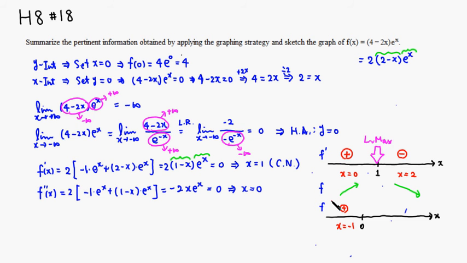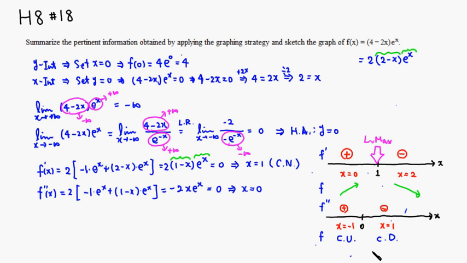Then after that, we can try x equals 1. You have negative 2 times 1 times e to the 1, which is going to be negative. So this is the second derivative. If you look at the original function, on this interval you're going to have a concave up shape, and after that, a concave down shape.